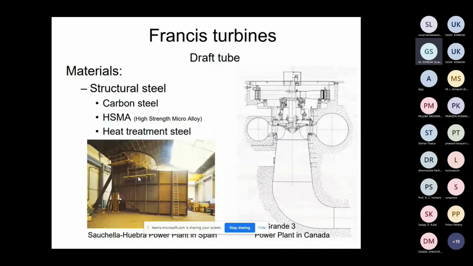So the main purpose of the draft tube is that the opening is widened so that the velocity goes down and the pressure goes up. The pressure available at the starting point of the draft tube is below atmospheric, and it will be atmospheric when coming out.